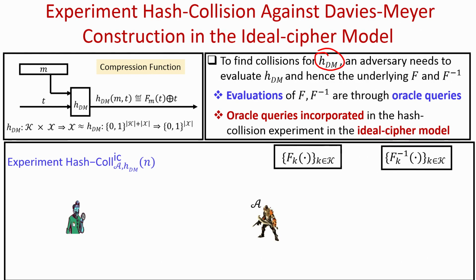So, we now assume that both the experiment as well as the adversary will have oracle access to the family of the functions fk and the family of the functions fk inverse. You can imagine that these oracles fk and fk inverse are lying in the sky, where no one can see what exactly is the code of the function fk and fk inverse.